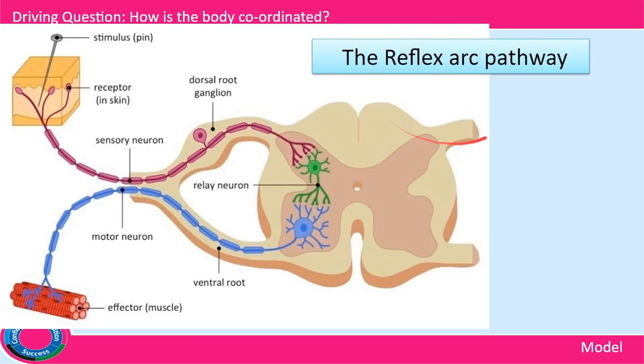So let's explore the reflex arc pathways. The question is, what exactly happens during a reflex reaction? What is the sequence of events that happen?